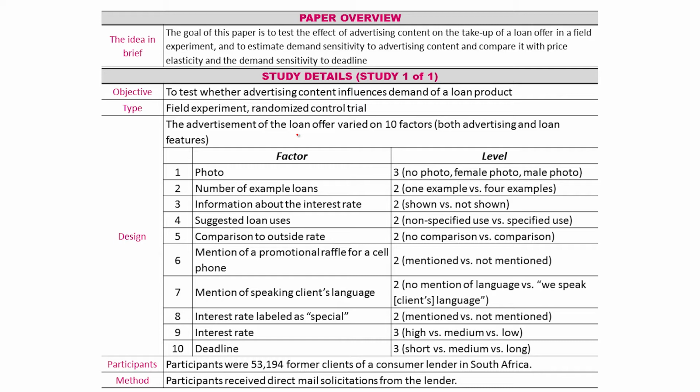Now, in essence, what these authors were trying to do is they were trying to send out solicitations for a loan product in which they manipulated both the features of the loan as well as advertising content, and they were trying to understand what the effect of changing the advertising content was on the take-up rates. So this was a field experiment which was done in the nature of what we called a randomized controlled trial. The advertisement varied on 10 factors, both advertising factors and loan features. Each factor had multiple levels, 2 or 3.